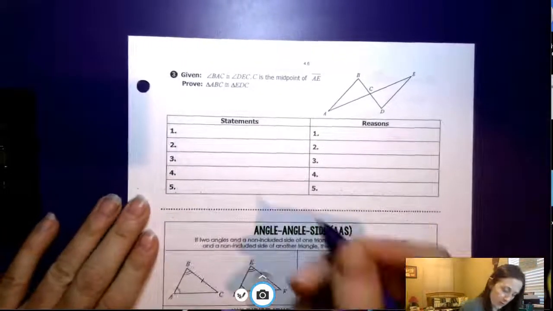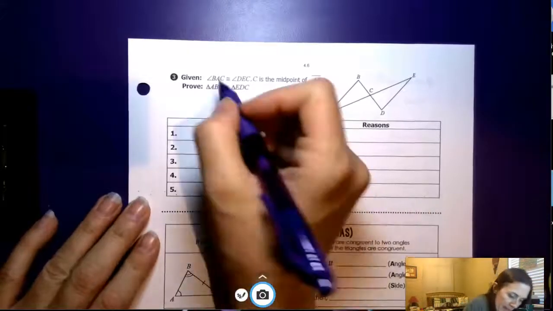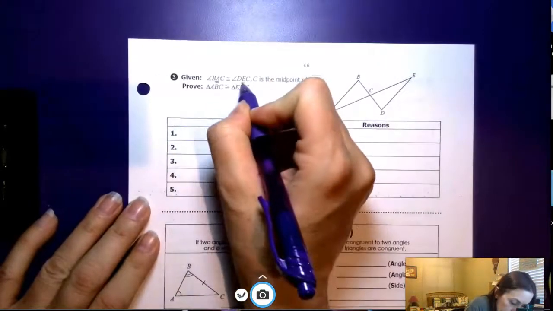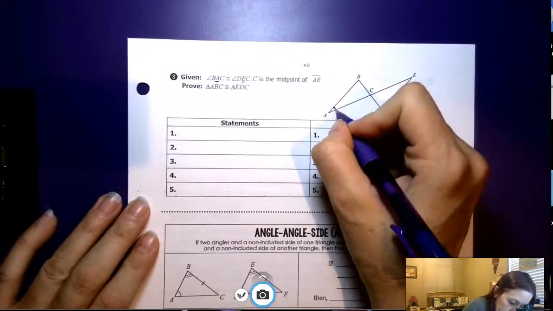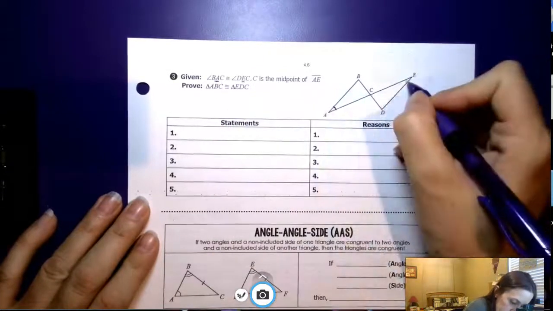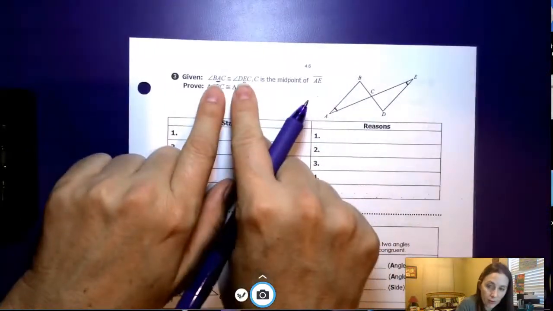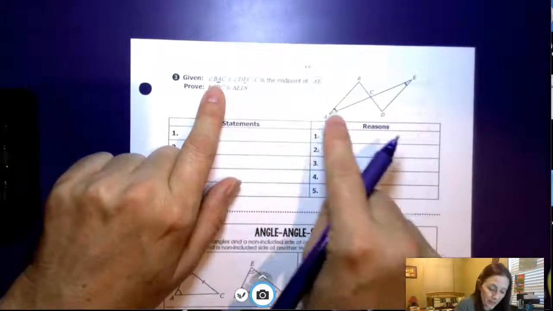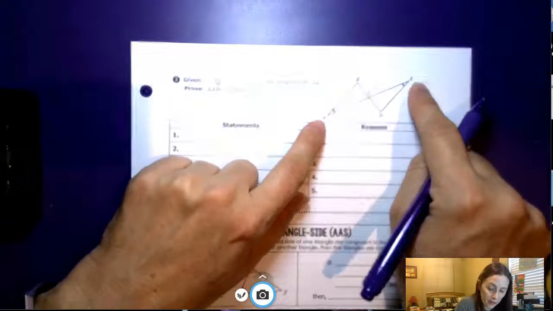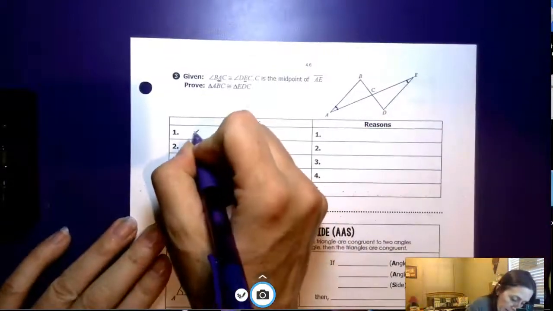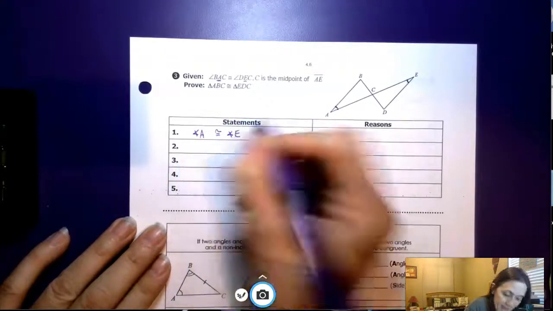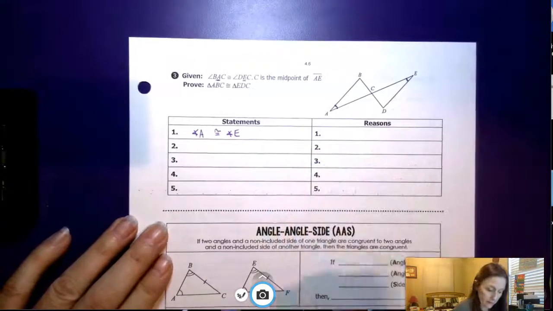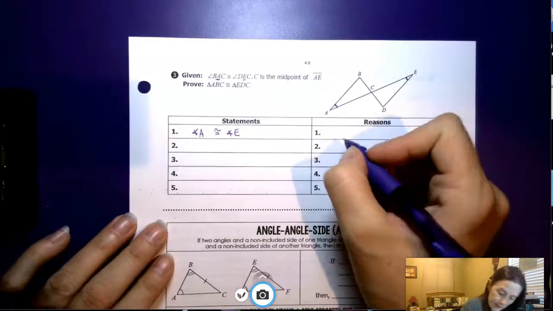I'm going to tell you that, and if you're okay with this, BAC is this angle here, DEC is this angle here. Instead of using all 3 letters to name it, because it's only one possible angle, I'm just going to say angle A is congruent to angle E, because that's the only possible angle it could be. I'm going to go ahead and put given.